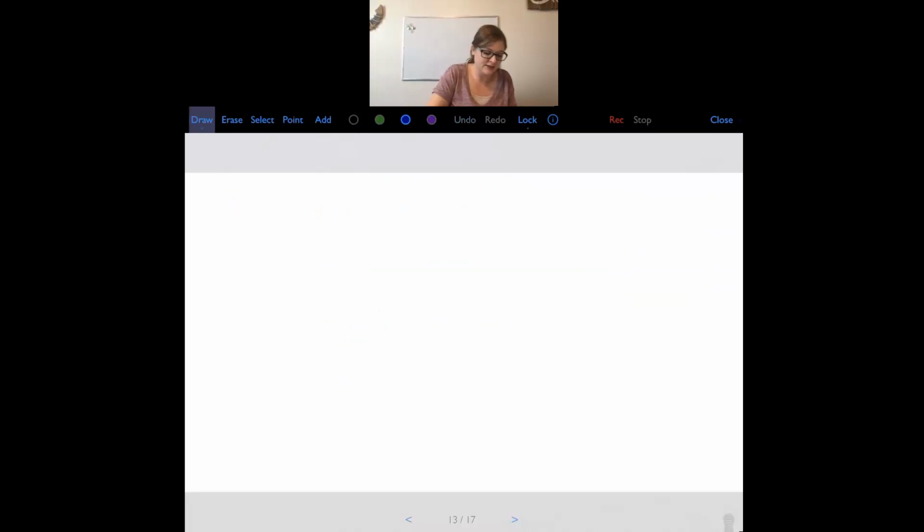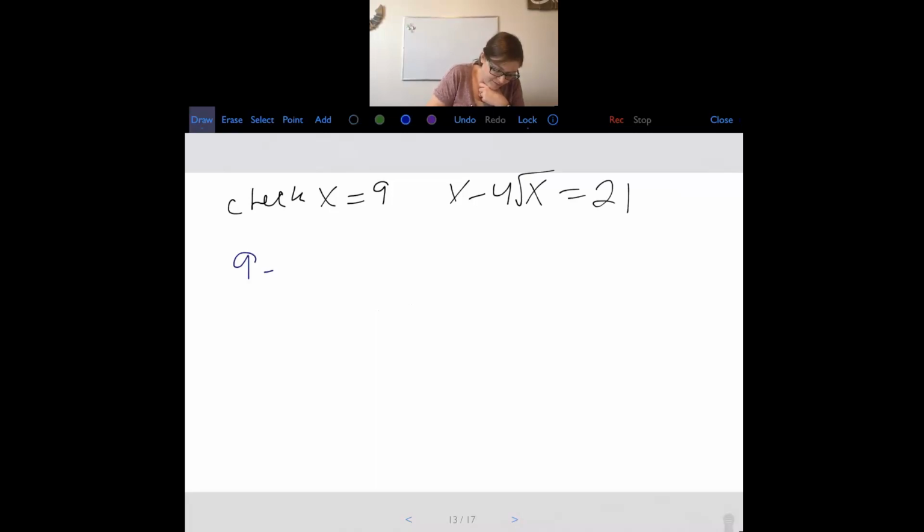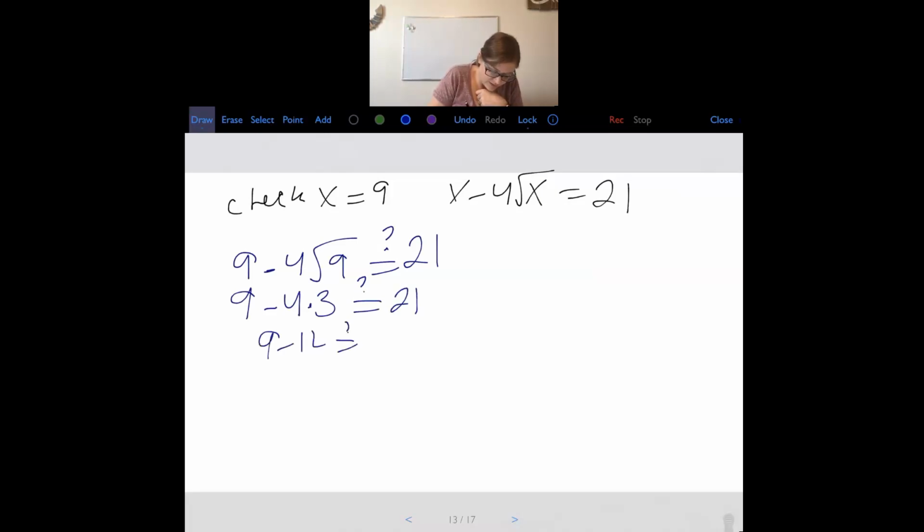So what that looks like is, first we're going to check x equals 9. So to do this, we plug it back into the original problem, which I'll write here. So we have 9 minus 4 times the square root of 9, and we want to know if this equals 21. This is 9 minus 4, the square root of 9 is 3, and this would be 9 minus 12. Okay, these are not equal. So 9, we would throw out the solution, okay, because it doesn't actually solve the problem.